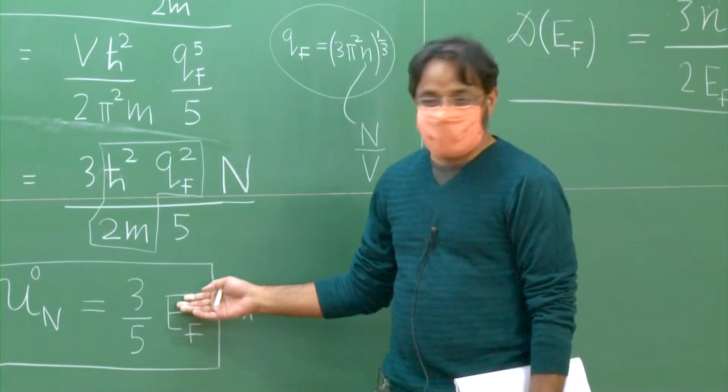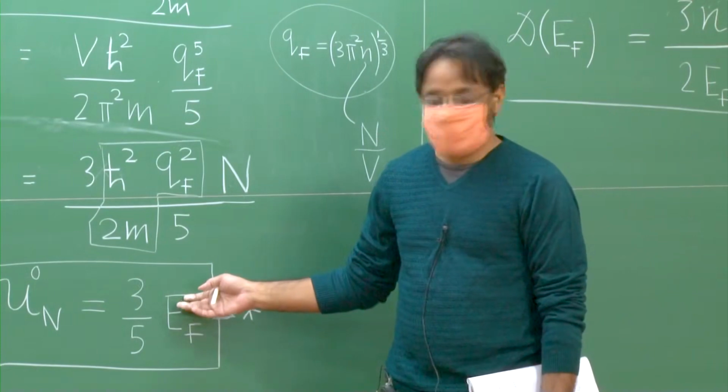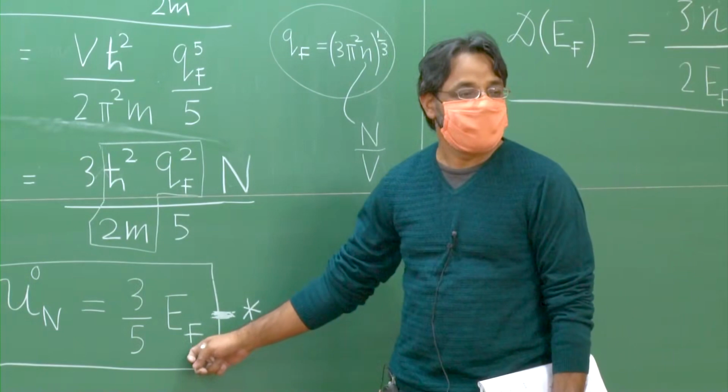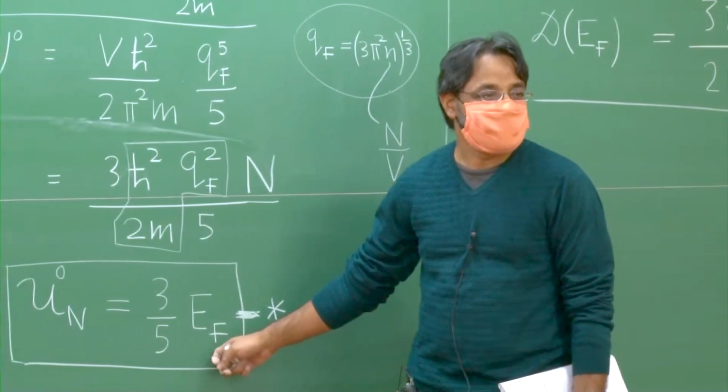On the other hand, the ground state energy of a Fermi gas is a very, very high number, because you know that this is of the order of 10 to the power 4 Kelvin, right. This is a very large number.